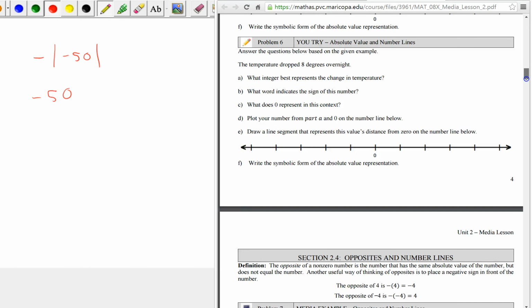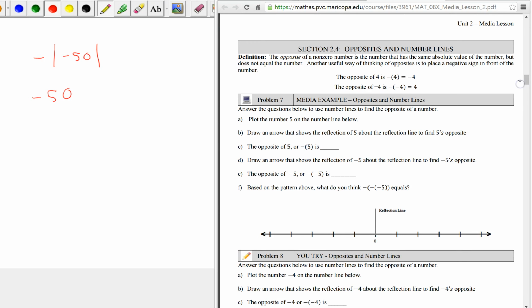Okay, so let's move along. And now opposites and number lines. We're going to do this with number lines as well. We'll touch on it when we talk about the chip model, which you'll see soon. But the idea with opposites and a number line is we want them to think of the opposite of a number as the reflection of the number with respect to zero, about zero on the number line.